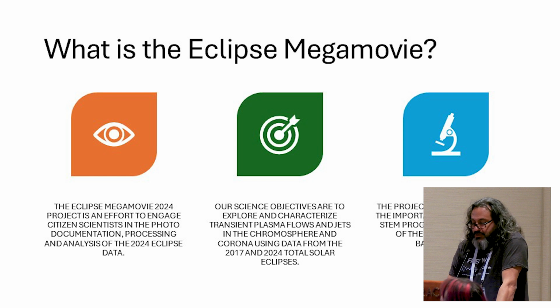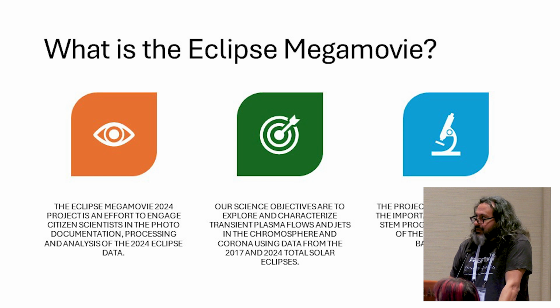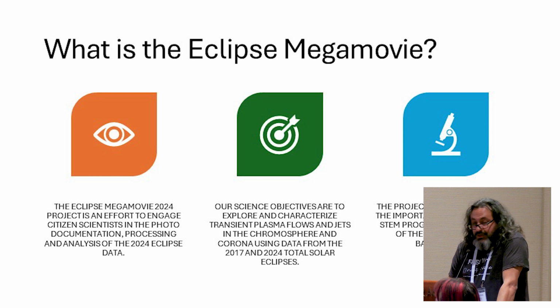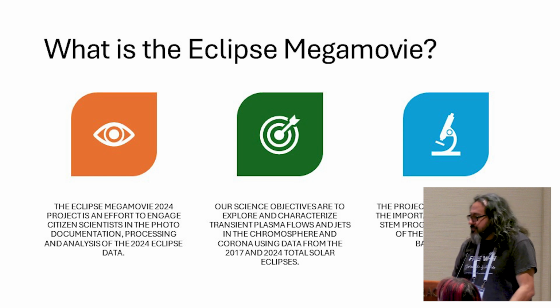So the Eclipse Megamovie project is an effort to engage the citizen scientists, the community, to do photo documentation, processing, and analysis of the 2024 Eclipse data. And we are going to use them also for the 2017 data. Our science objective in this case is just to explore and characterize transient plasma flows and CMEs, things that happen in the sun during the eclipse. The project is also to demonstrate the power of citizen scientists in our field of solar physics, and how people without a scientific background or astronomy background can actually do a lot of work that will benefit us.